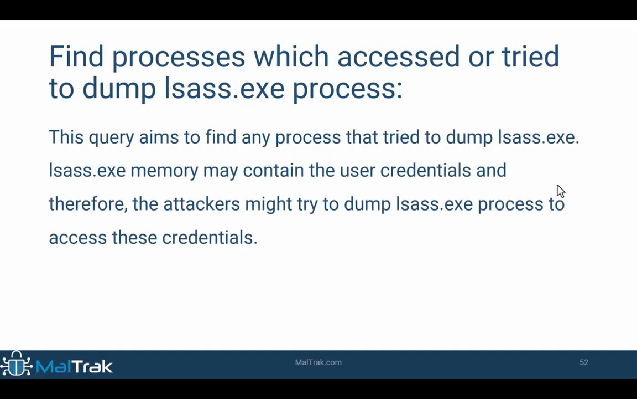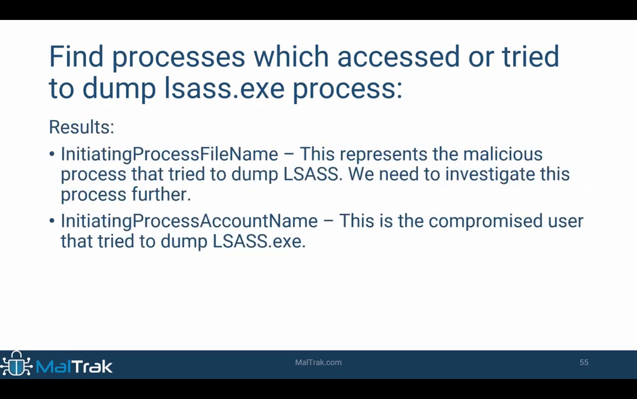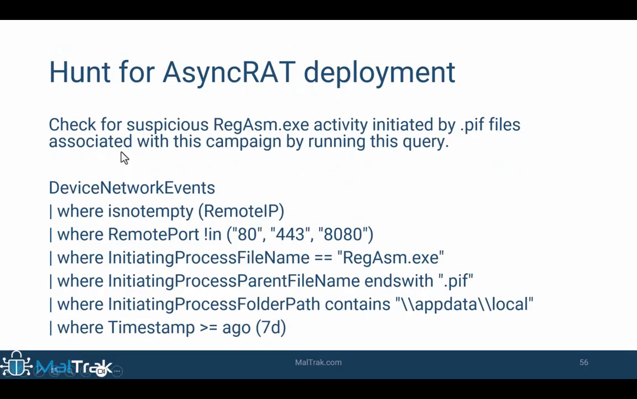So remember, we've been through this before in depth. We're looking for processes that tried to dump LSASS. We've been through that in depth. Hunting for AsyncRAT deployment. This is just an example: you may want to research AsyncRAT and see which threat actors are using it. You'll do CTI for your organization specifically, and you'll decide what to hunt for.